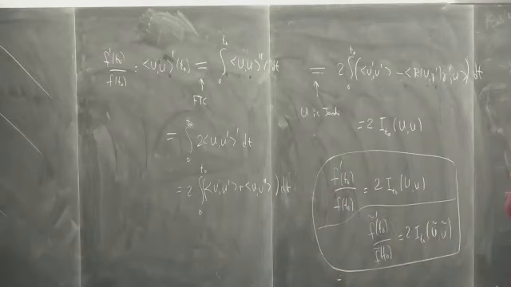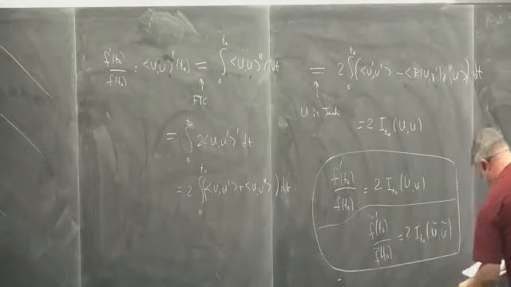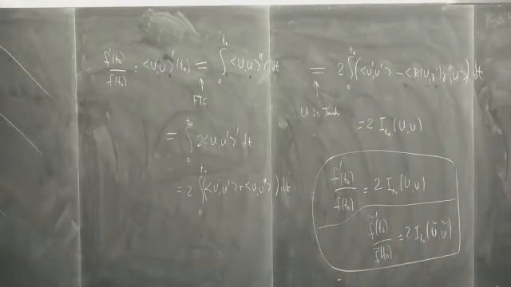You don't need this guy anymore. So star becomes I t naught of u tilde is less than or equal to I t naught of u, u. So this is what we have to prove.